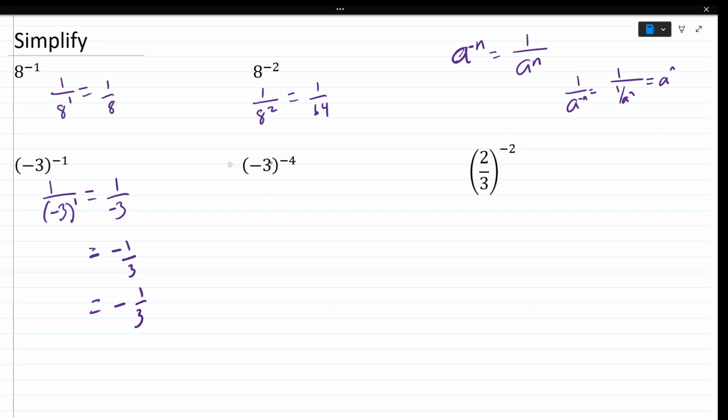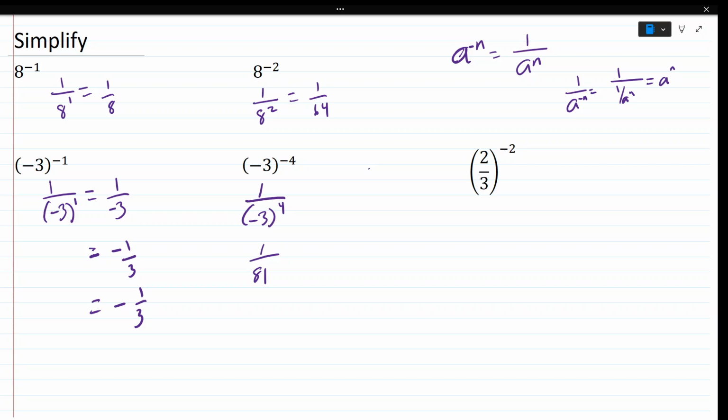Now one thing, keep in mind that if you did have the quantity negative 3 to the negative 4, that would be 1 over the negative 3 to the fourth, and everything inside the parentheses is being raised to that 4, so if you raise a negative to an even power, that's going to make it positive, so that'll be the same thing as 1 over 3 to the fourth, which would be 1 over 81.